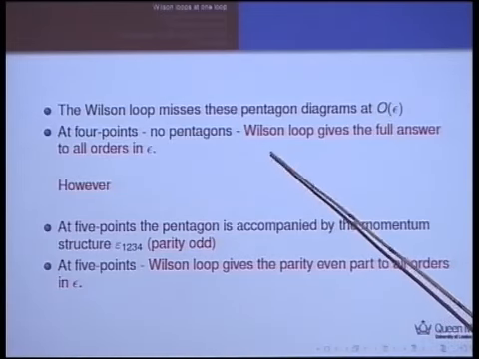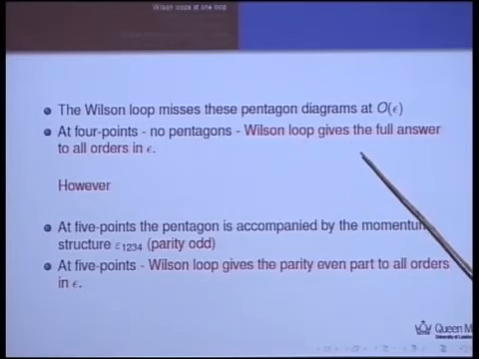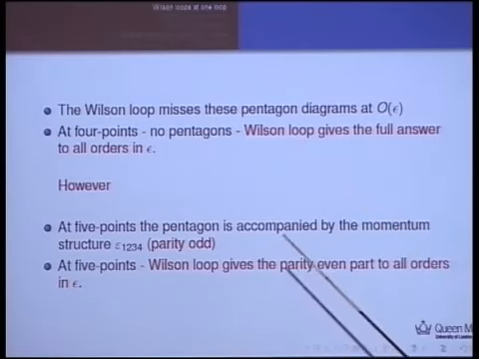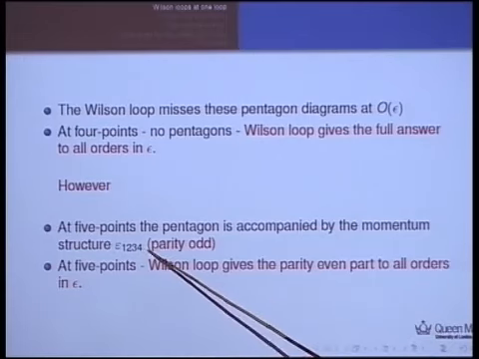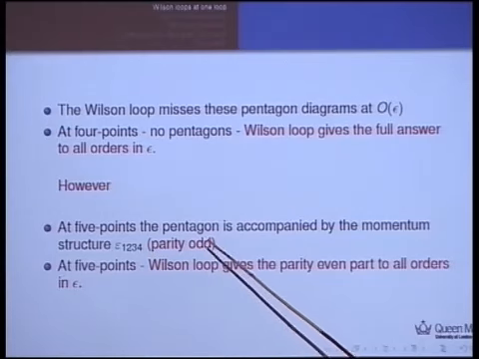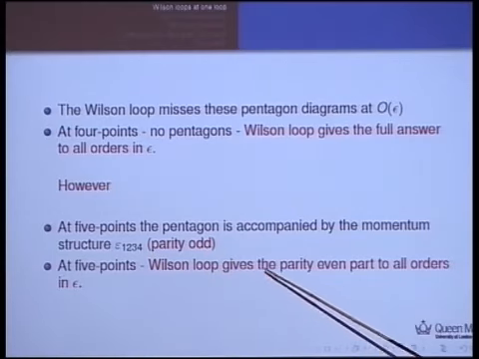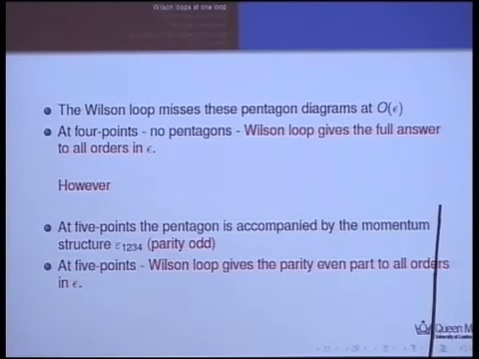At 4 points there are no pentagons, and then we can make the strong statement that the Wilson loop gives the full answer to all orders in epsilon. I also already mentioned that there's this parity odd term, so that one can make the statement that the Wilson loop at 5 points does give the parity even part of the amplitude to all orders in epsilon. However, even that statement cannot be made at 6 points.